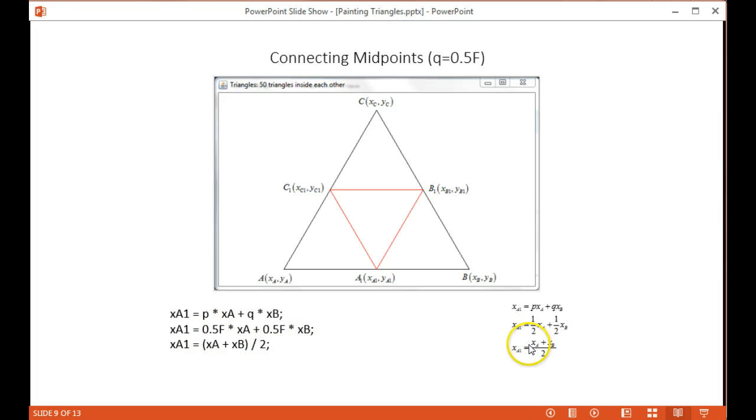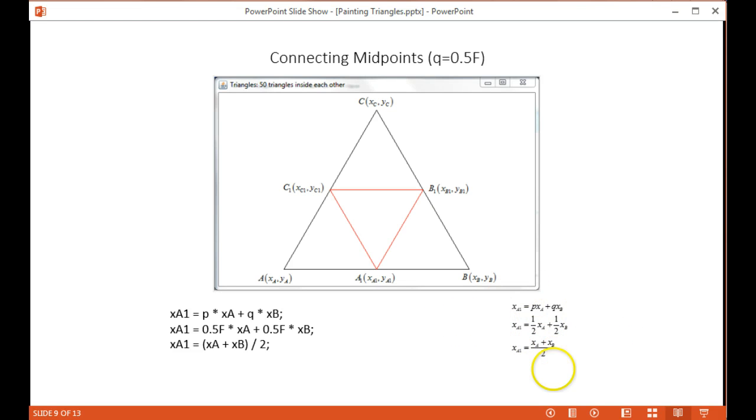And 0.5 we know is 1/2. So this is the same as saying x sub A1 equals 1/2 x sub A plus 1/2 x sub B. Then we can simplify that further by saying XA1 equals the quantity XA plus XB over 2, right? It might be easier to see over here: 1/2 XA plus 1/2 XB is the same as XA plus XB over 2. Now this might be familiar to some of you.